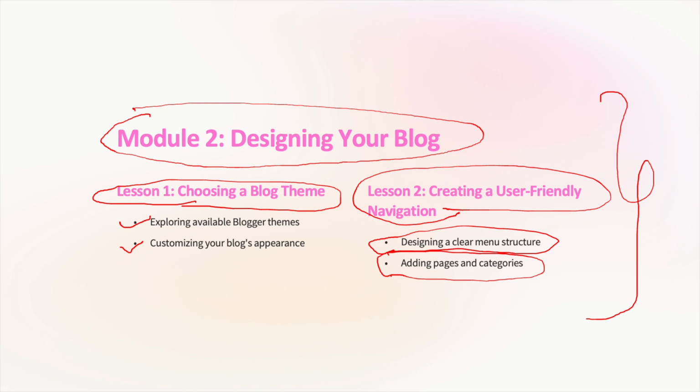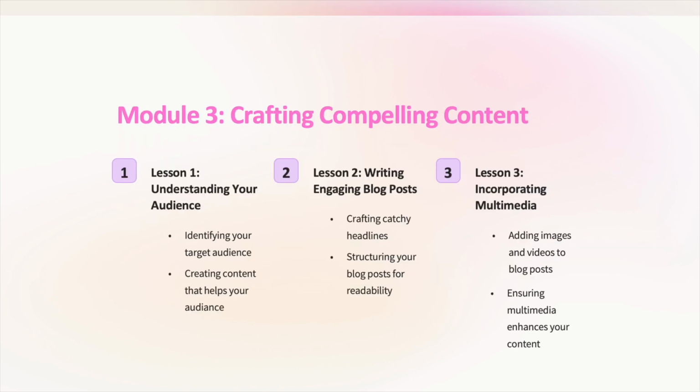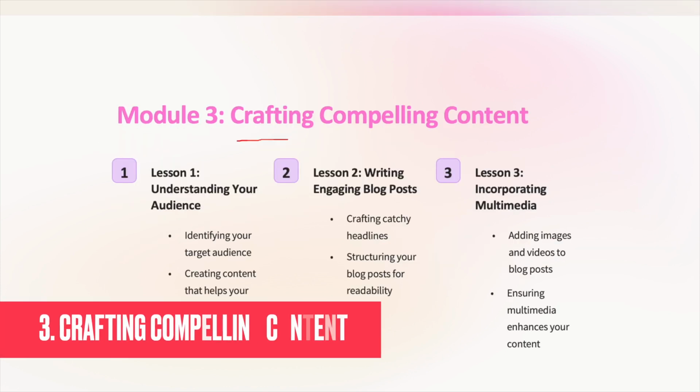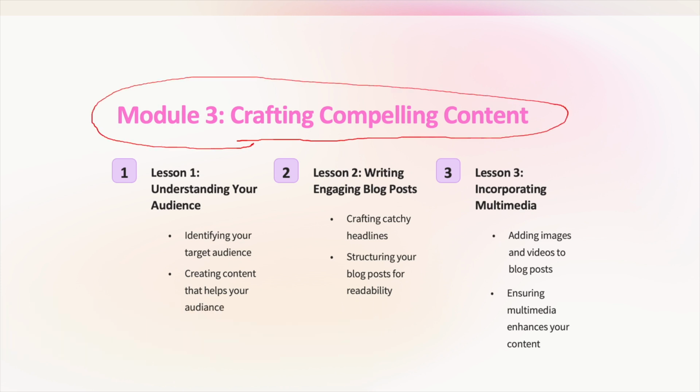Now moving to the third module. The third module is all about crafting compelling content for our blog. There are 3 chapters that will be discussed in this module. Chapter number 1 is understanding our audience. We will identify our target audience and create content that will help them. In chapter number 2 we will learn how to write engaging posts that will attract our readers or audience.